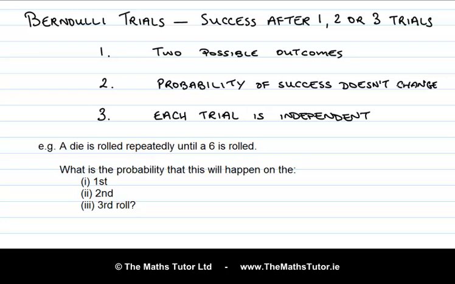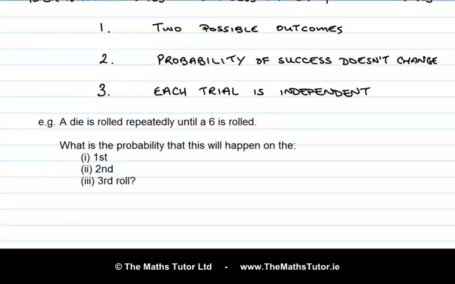The probability of success doesn't change from one trial to the next. That's true. The probability doesn't change from one roll to the next. And each trial is independent. So the outcome of the first roll has no effect on the outcome of the second or the outcome of the third. So let's go ahead and answer the question.